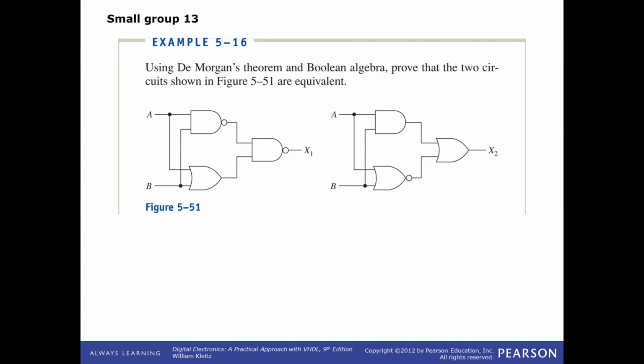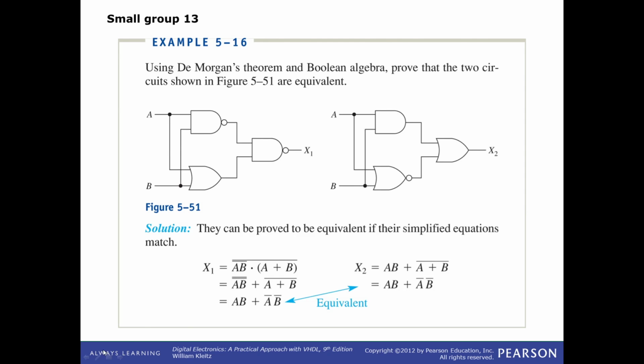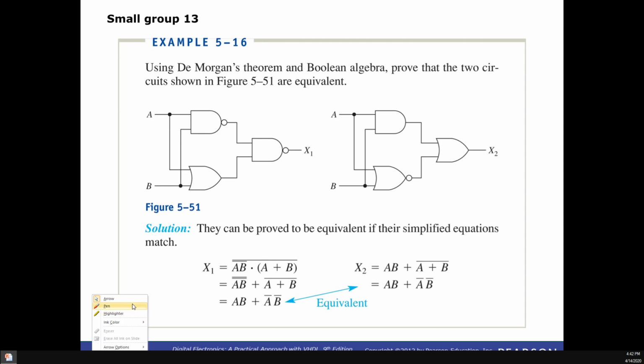So, going back to the slides, let's see. They give us two circuits, and they want us to prove that the two circuits shown are equivalent using DeMorgan's theorem and Boolean algebra. The solution is kind of short, so I'm just going to show it on the slide here.